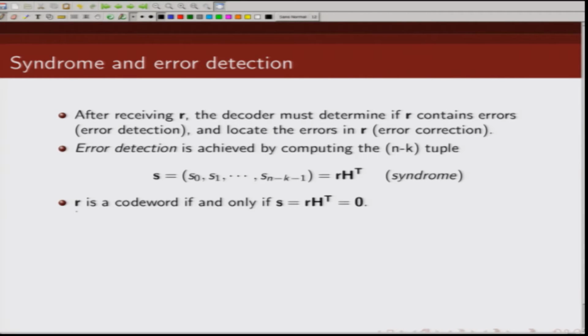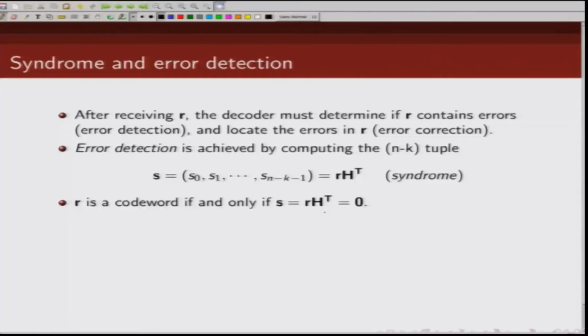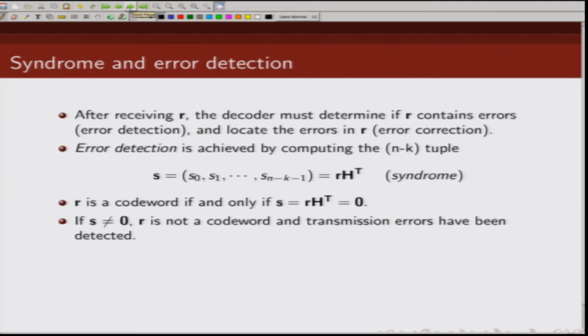This is easy to check, because we know that if V is a valid code word, then V H transpose will be 0. So, if there is no error, my received sequence R would be just equal to V, and then the syndrome would be V H transpose, which is 0. And if the syndrome is not equal to 0, then it means there is an error.